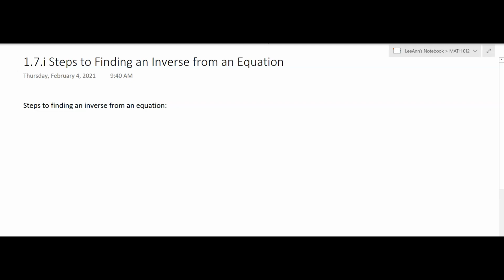Okay, so I'm going to show you the steps to finding an inverse from an equation. Now your book says from a formula, but I'm going to use the word equation. So I'm going to do an example alongside it. So let's say we have the function f of x equals, and I'm just going to pick a linear equation, a linear function. Okay, so say that's your function.